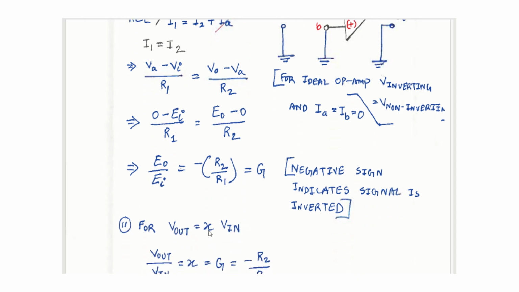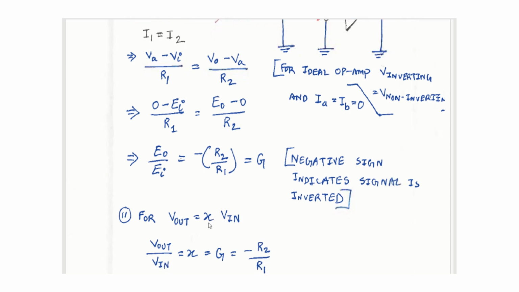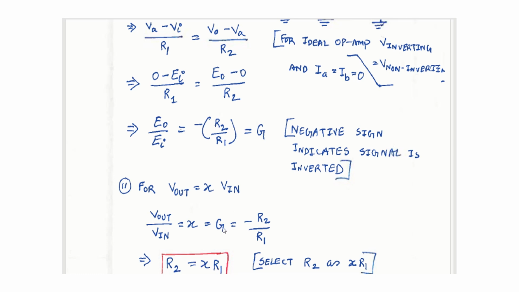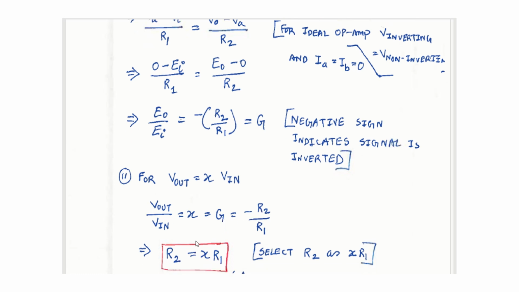So if we want an X amount of gain, which could be 1, 2, 3, 4, 5, any value X, so if we want the output voltage to be X times the input voltage, the gain would be minus R2 over R1, meaning R2 equals X R1. So if our feedback resistor is X times the input resistor, the gain will be X times. So now we're going to see a simulation.